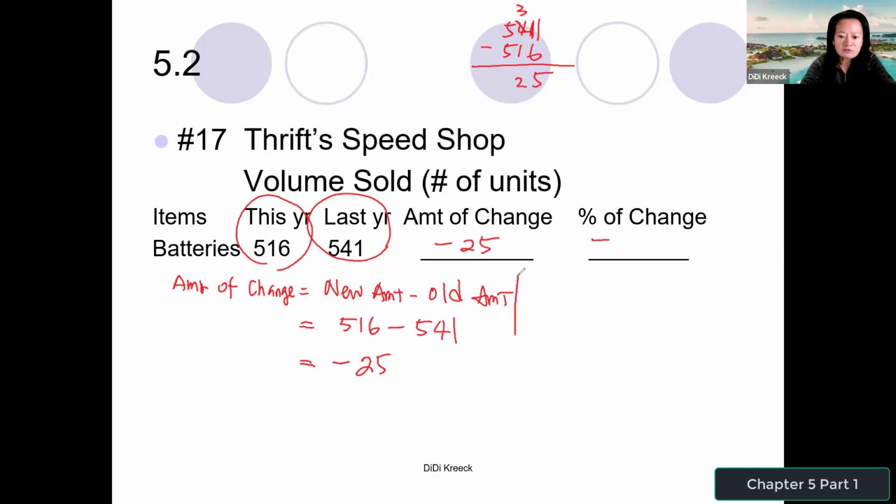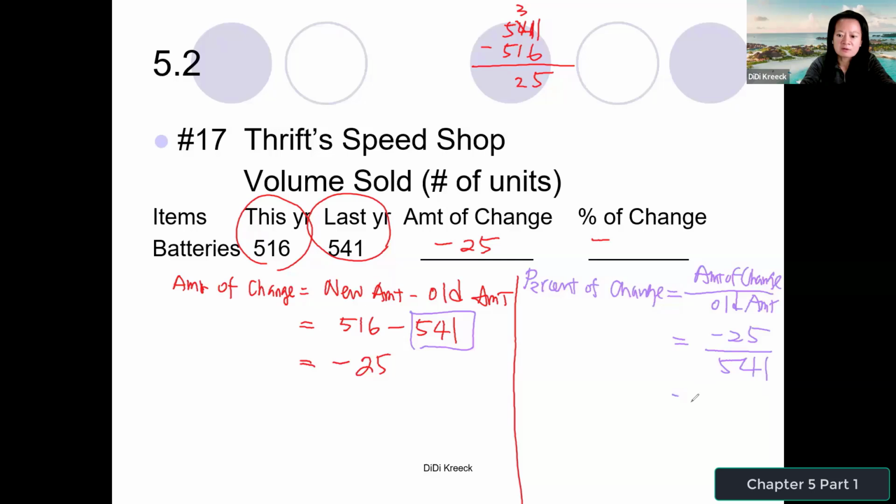And we say the percent of change formula is equal to the amount of change over the old amount. So the amount of change is negative 25. The old amount is 541. Okay. So we know that the percentage of change will be a decrease, so we put down a negative sign. And now we just divide 25 by 541. So divide 25 by 541. My divisor is a whole number. Okay, it's after the division symbol or fraction bar. My dividend is the number above the fraction bar. Okay, that goes into the division bracket.